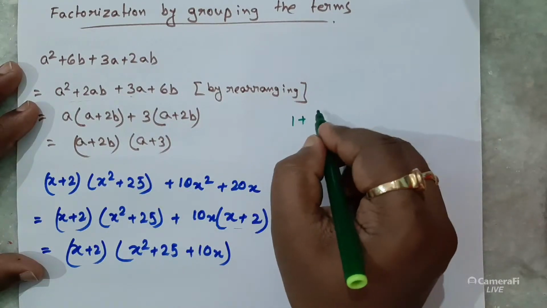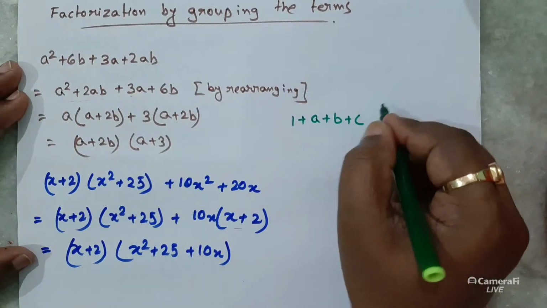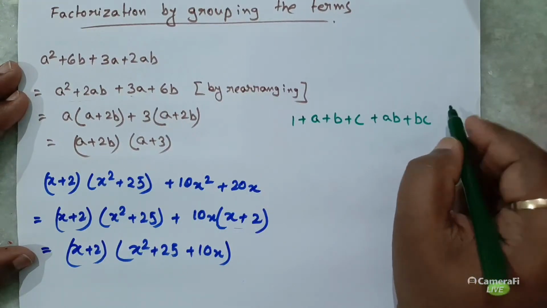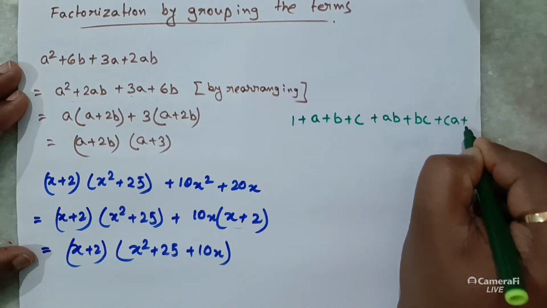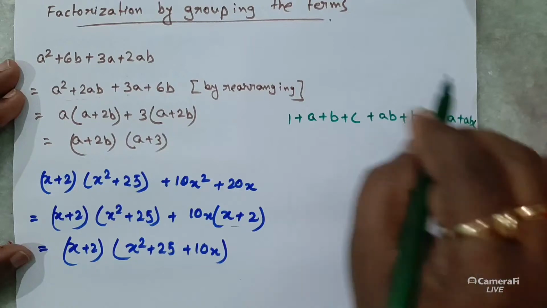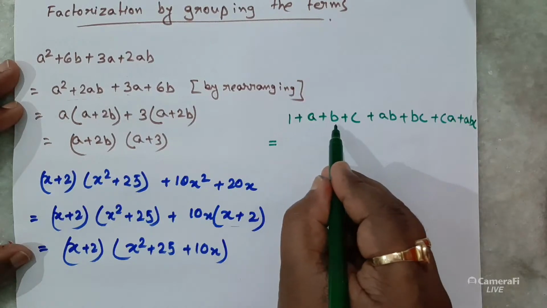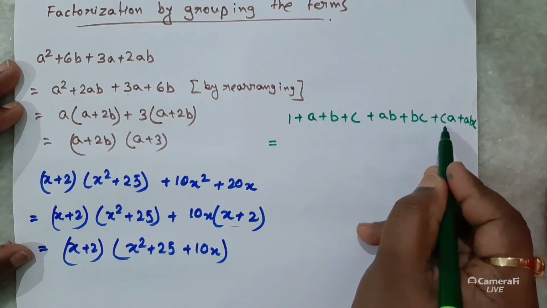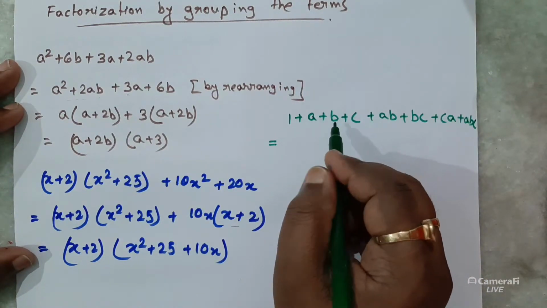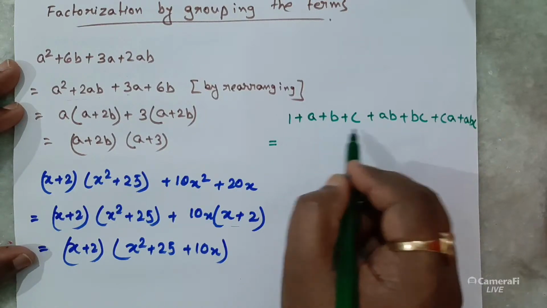1 plus A plus B plus C plus AB plus BC plus CA plus ABC. To solve this thing, what will we do? We will simply rearrange this thing first.